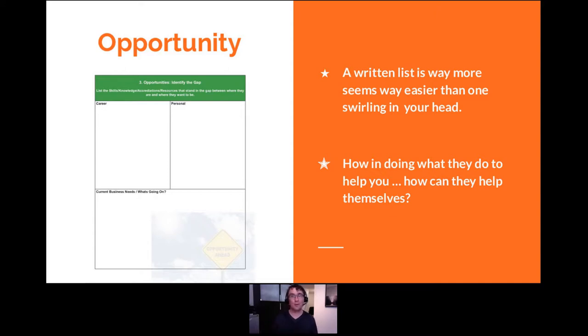We know where you're at with skills and knowledge and experience and accreditations. We know where you want to go and what it's going to take: skills and experience and knowledge and accreditation. What's missing? So what are the items? What's the list?